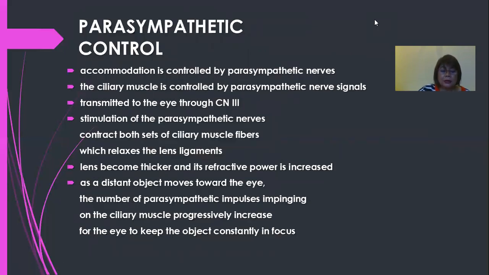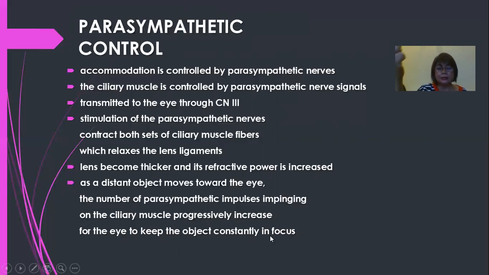So accommodation is also controlled by parasympathetic nerves. The ciliary muscle is controlled by parasympathetic nerve signals, and this is transmitted to the eye through the third cranial nerve. The stimulation of the parasympathetic nerves contracts both sets of ciliary muscle fibers, which relaxes the lens ligaments. The lens becomes thicker, and its refractive power is increased. As a distant object moves toward the eye, the number of parasympathetic impulses impinging on the ciliary muscles progressively increases for the eye to keep the object constantly in focus.